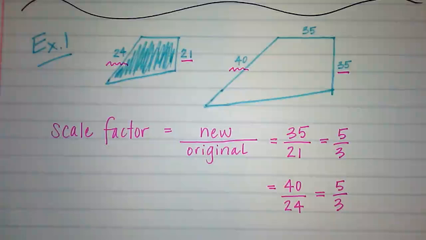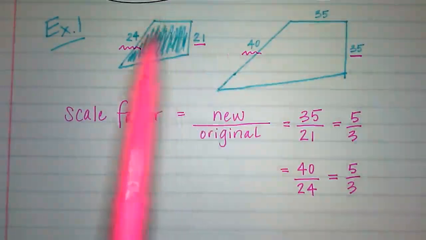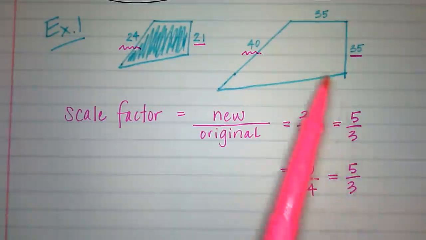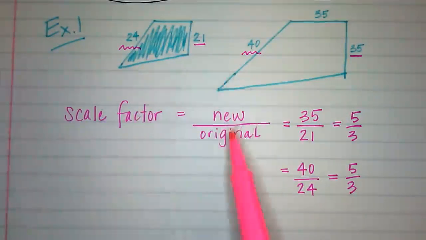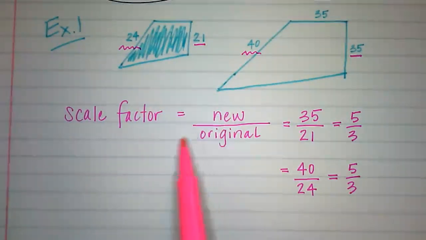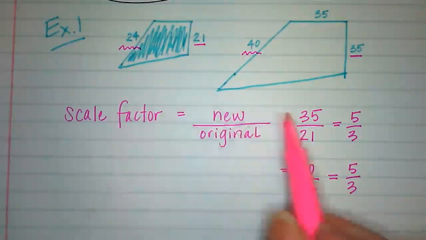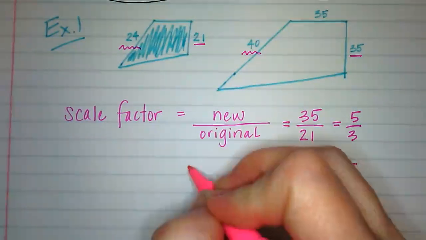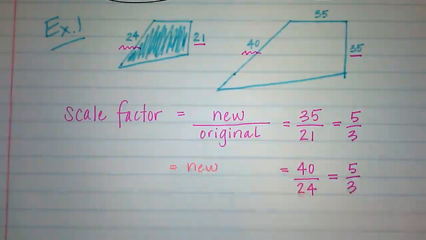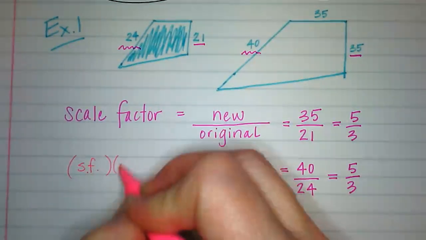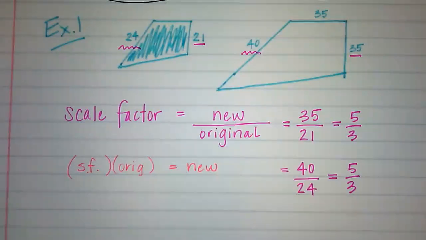Let me tell you what that does for you. If you work the other direction, if we take the original shape and multiply by the scale factor, we will get the new shape. If you look at this right here, this is really just an equation. If we multiply both sides by the original, then the new shape is going to be the scale factor multiplied with the original side. That would just be rearranging this equation.